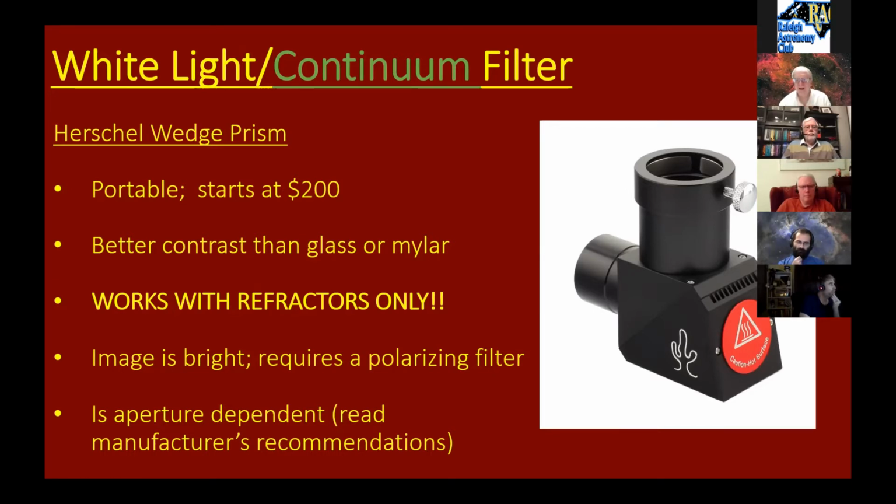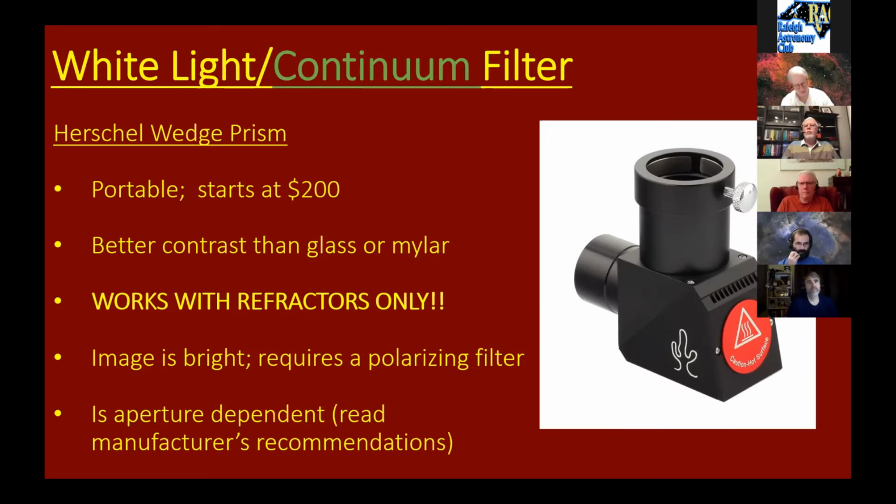Here's a Herschel wedge. You'll notice this is a 2-inch one. That's the same one I have. So your telescope needs to be able to handle a 2-inch opening like this, and they're not exactly small, they're pretty heavy. And then of course you have your lens that goes onto it, and this one has a polarizing filter on it that would just fit into here.